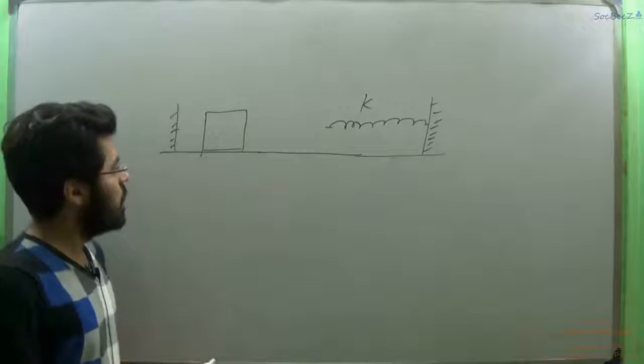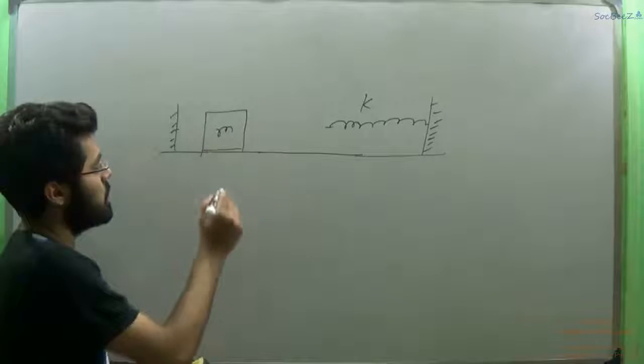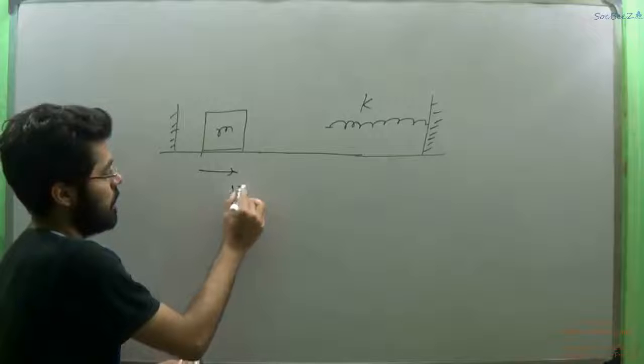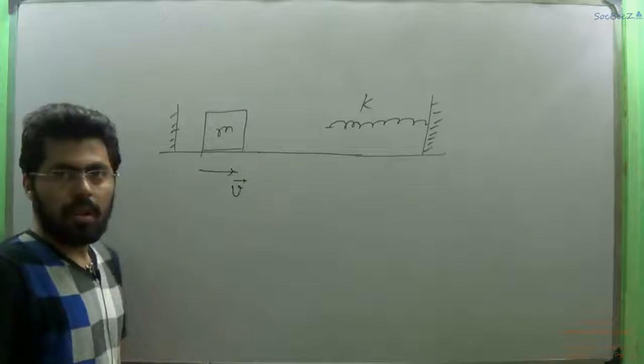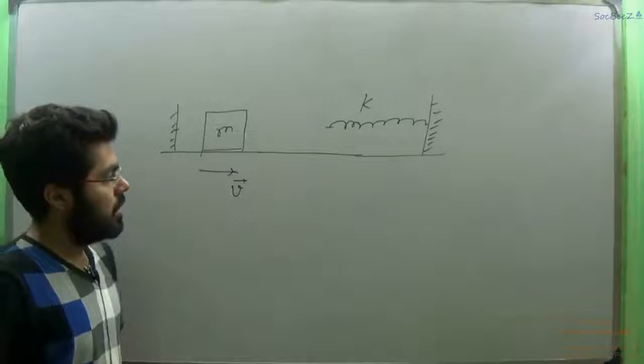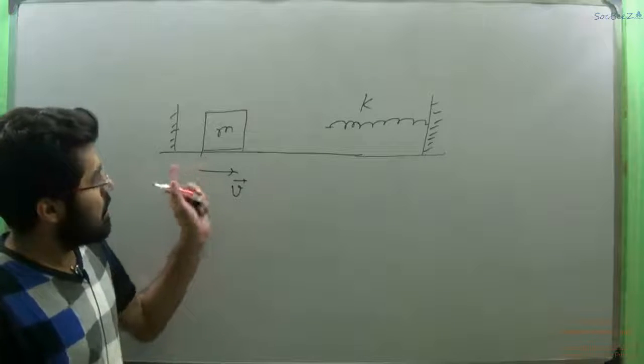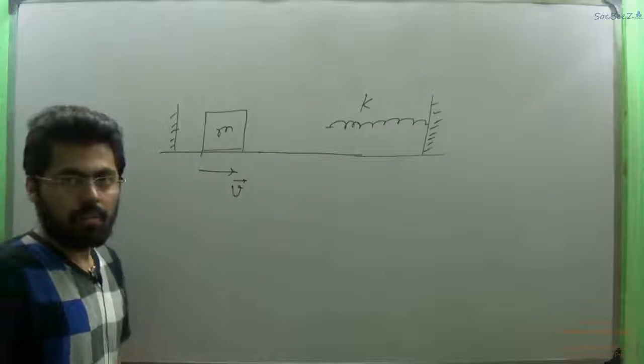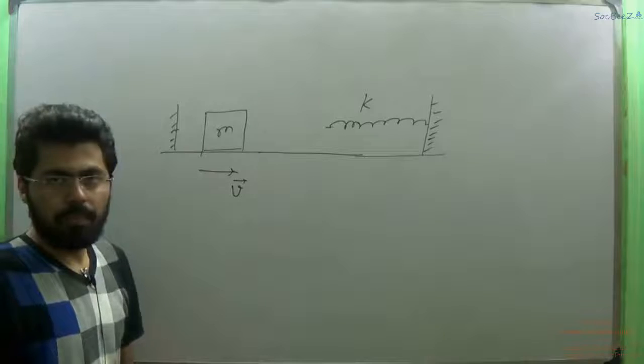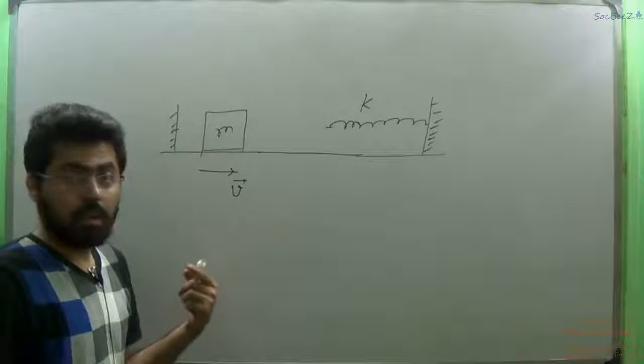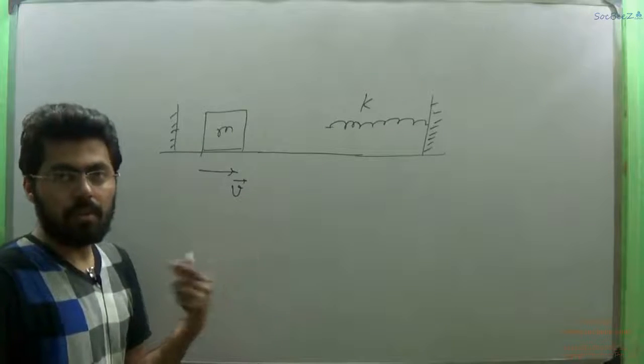This picture is very simple. There is an object of mass m and its velocity is v in this direction. There is no friction at the bottom of this. It's smooth. So it means its velocity will remain constant. Its speed will be constant.